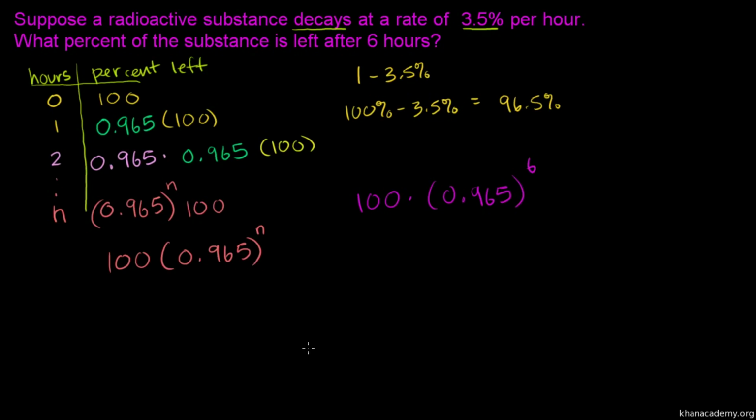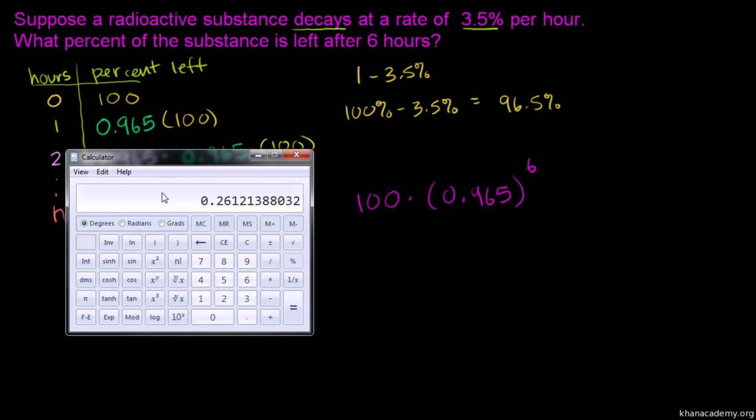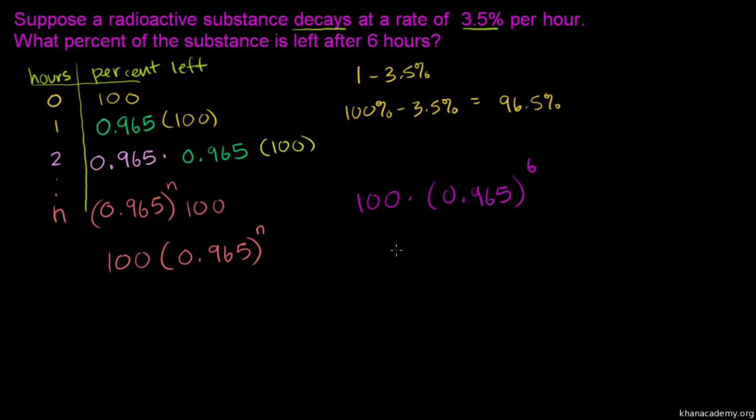And we could use a calculator to figure out what that is. Let's use our trusty calculator. So we have 100 times 0.965 to the 6th power, which is equal to 80.75. And this is all in percentages. So it's 80.75% of our original substance. So 80.75%.